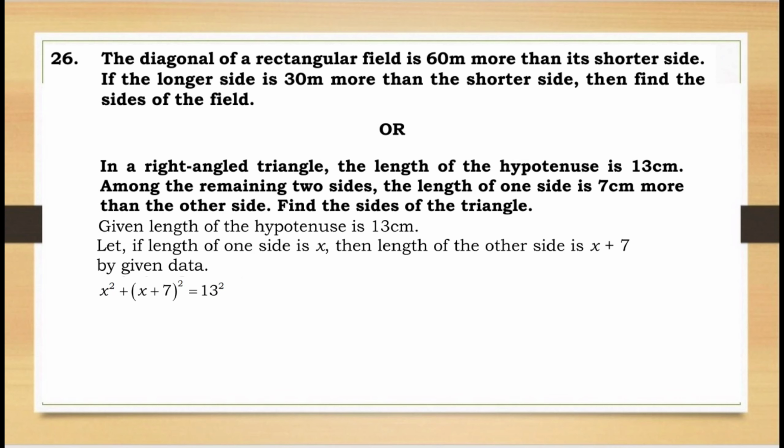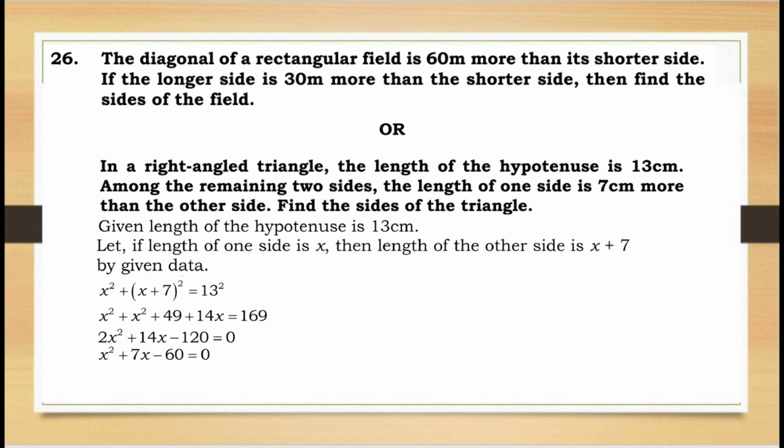After simplification we get x square plus 49 plus 14x equals 169. After simplification you will get 2x square plus 14x minus 120 equals 0. Therefore, x square plus 7x minus 60 equals 0.